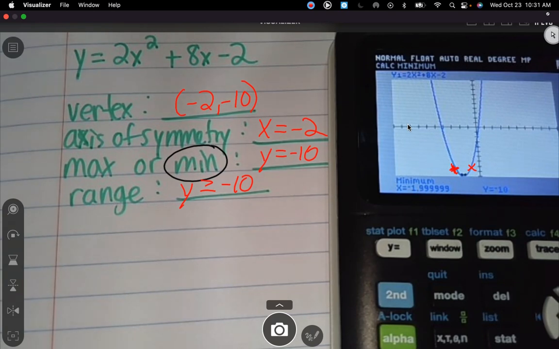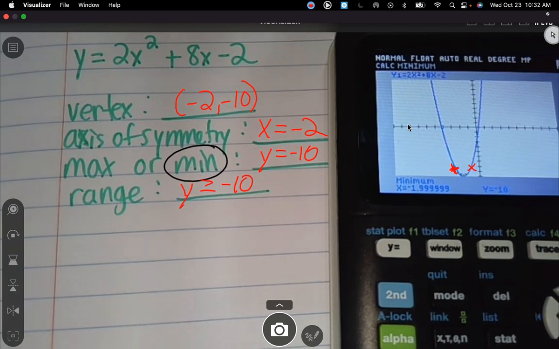What is negative 1.9999999? It's negative 2. And then y is negative 10. So I didn't have to look at my table. Mine is negative 2 and then negative 10. What's easier? The table. So it might be, but you're going to probably have to know this anyway.